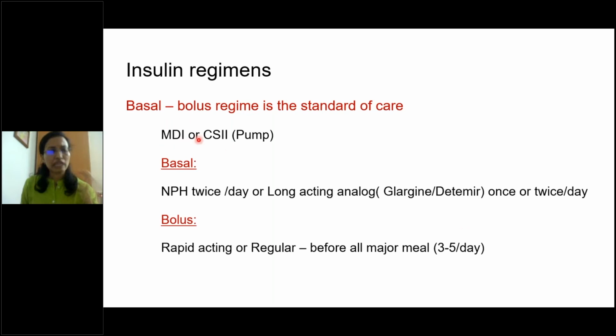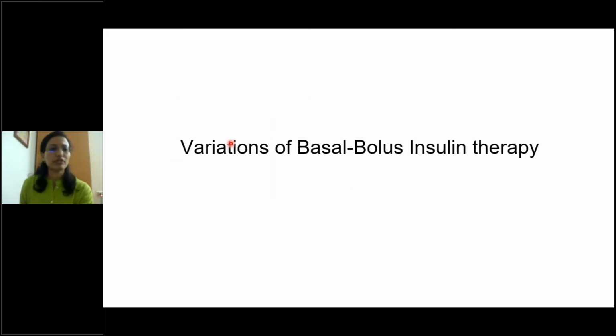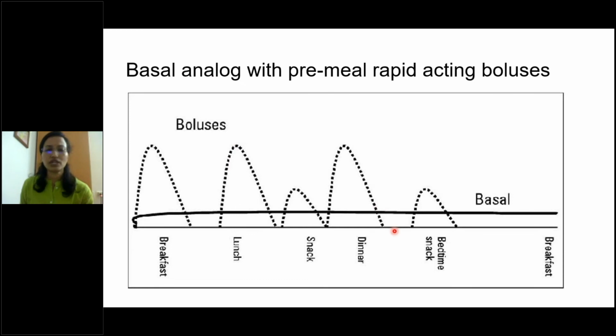So the common variety is using pre-meal boluses. MDI means multiple daily injections. CSII means continuous subcutaneous insulin infusion in the form of an insulin pump. So what are the common variations of basal bolus? This is the typical basal bolus regime that we follow for every single child that we discharge after DKA, though we don't give this bedtime snack bolus.